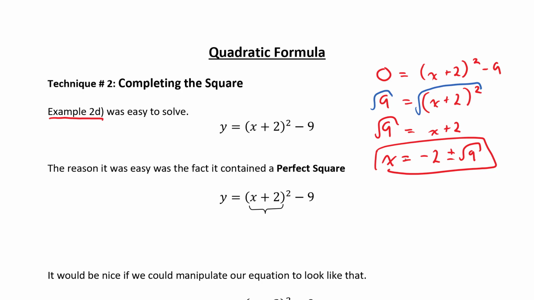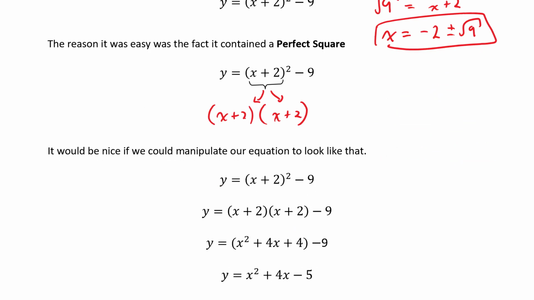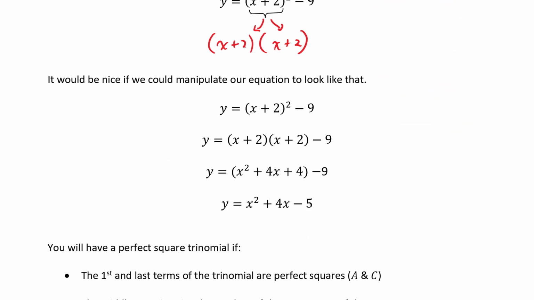The reason why this was easy to solve is because it contained a perfect square. This can be broken down into x plus 2 and x plus 2. The technique of completing the square takes a complex problem and creates a perfect square trinomial. After that's done, it's quite easy to solve. If I take that same equation, I expand it, FOIL it, and I drop the brackets, you can see this is what we get. These two equations are exactly the same. The one on top is much easier to solve.